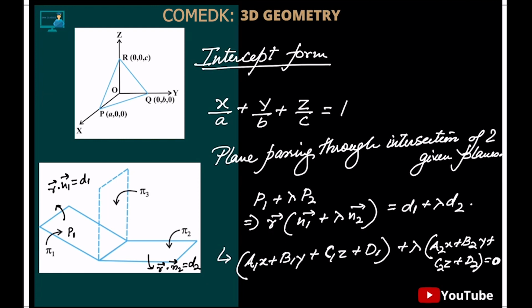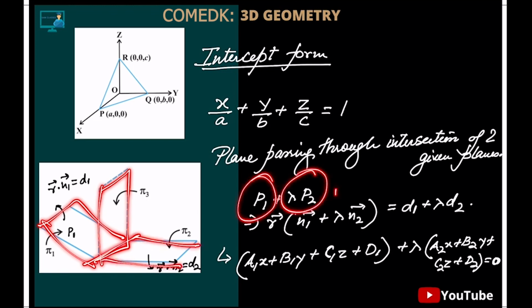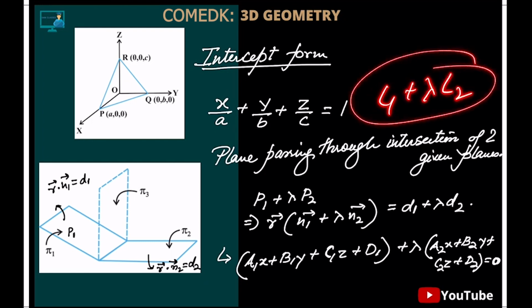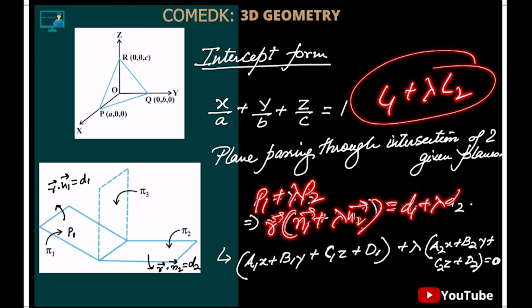Okay. So whenever they say a plane which is passing through the intersection of two planes, see, this plane is there, it is passing through the intersection of P1 and P2. So what do you do? P1 plus lambda times P2, always, like for the line L1 plus lambda times L2. Same thing for plane P1 plus lambda times P2. So for the vector form, we have written the plane equation: N1 plus lambda times N2 vector is equal to what? D1 plus lambda D2. That's it.